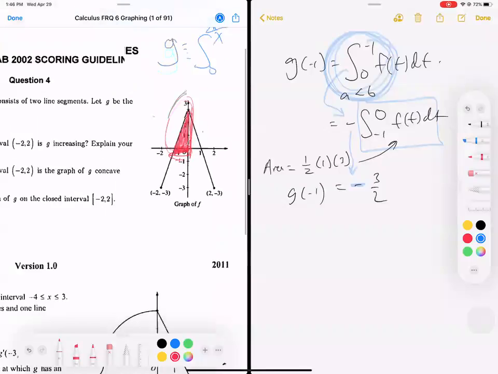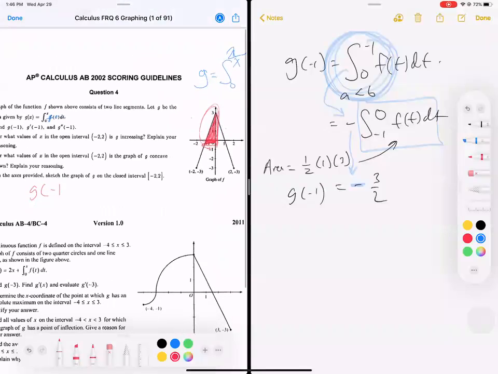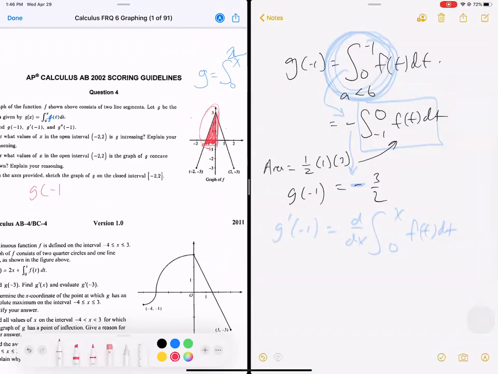Okay, let's look at the second one. The second one says g prime, and g prime is the derivative. Now let's go ahead and write that derivative: d over dx of the integral from 0 to x of f of t dt. Whenever you take the derivative of the integral, that's the fundamental theorem of calculus. So what happens to the derivative and the integral? If you remember, since they're opposite, good. And we just plug in x. So this is just f of x, which is now going to be -1.